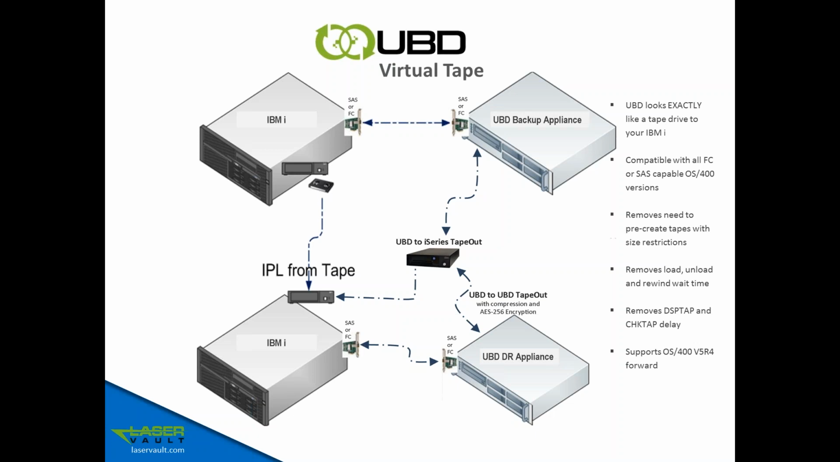Some of you might be interested in copying tapes that you have to store for a long period of time. That's certainly an option with dupe tape. Tape out is available in UBD. Dupe tape is available with UBD on the iSeries to copy from UBD to a physical tape. And again, your connection to the iSeries is fiber channel or SAS. And then you can also use SAN, NAS, or a deduplication appliance as your storage for your backups.